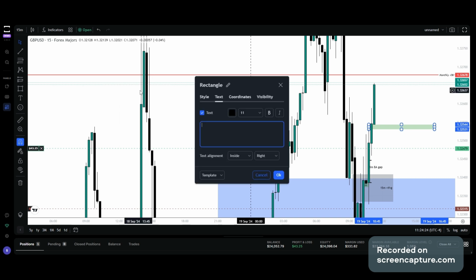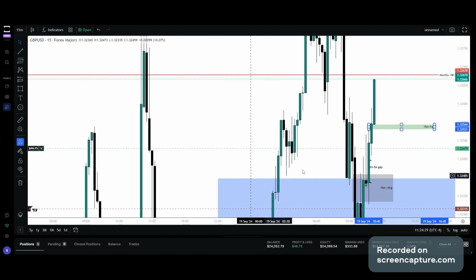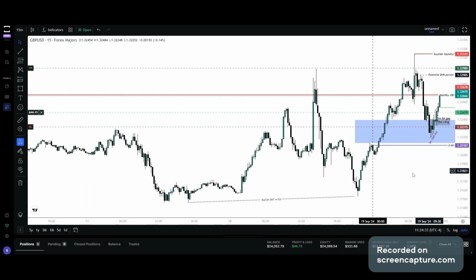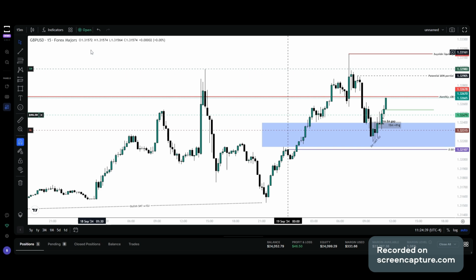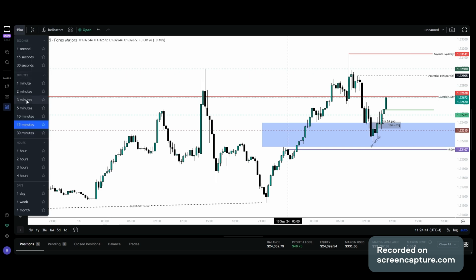I'll draw this out, label it 15-minute. That's a fair value gap. And I like to see this run here. Let's go to the 3 minute.